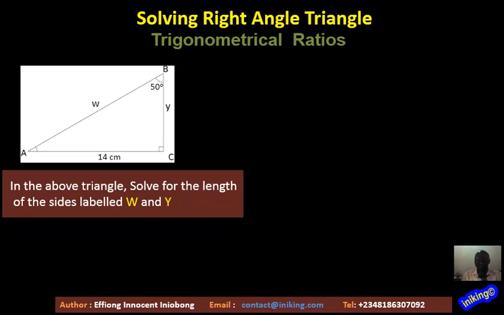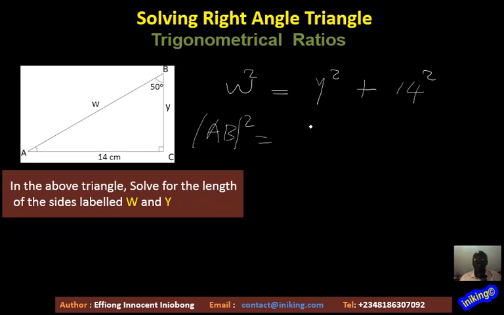At first I asked myself, why can't I just apply my Pythagoras? After all, I know Pythagoras simply says that the hypotenuse square, which is W square in this case, is equal to the sum of the squares of the other sides. The other two sides are Y square plus 14 square. Of course, the hypotenuse is AB, which is where I get my W from. Y is BC, which is the length of one of the two sides. And then my 14 came out from AC.